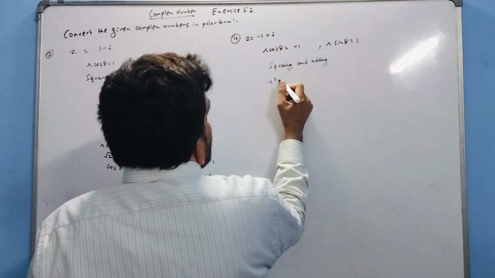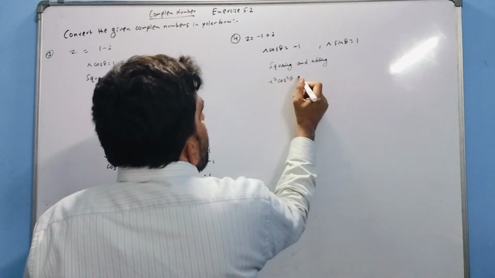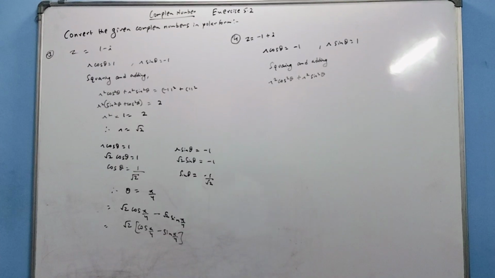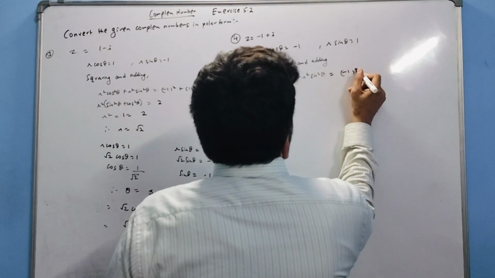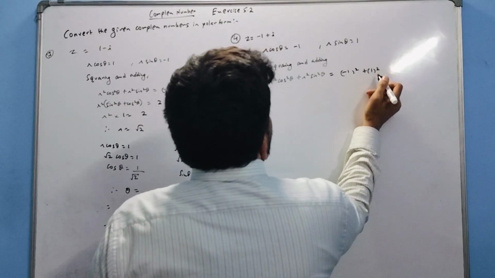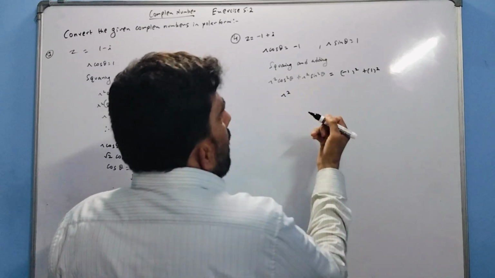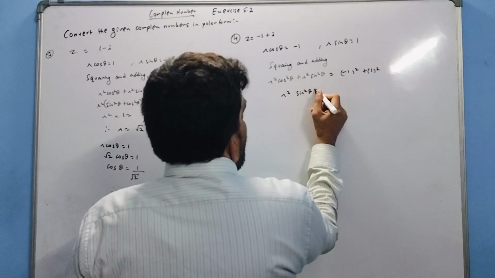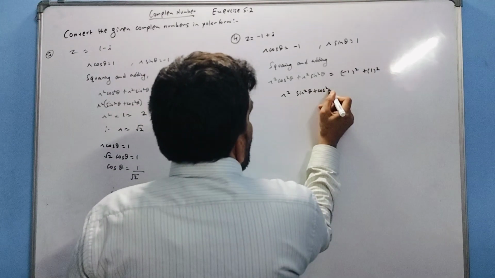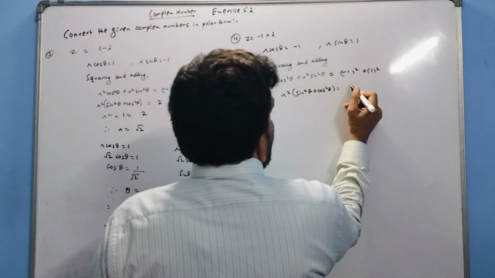So we have r square cos square theta plus r square sin square theta, that will be minus 1 square plus 1 square. We'll take r square common here. So we have r square into sin square theta plus cos square theta is equal to 1 plus 1, that is 2.